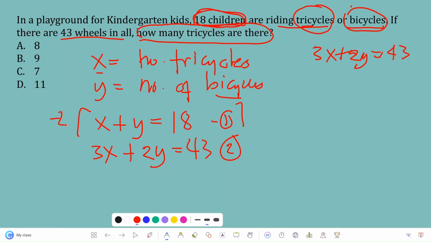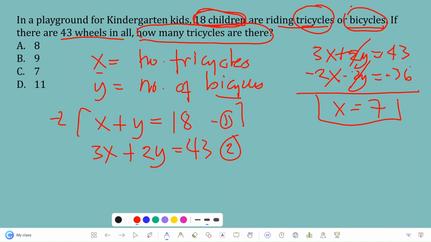So, if I multiply, I will have here negative 2x, 2 times positive y is negative 2y, and 18 times negative 2 is negative 36. So here, kapag inadd natin, matatanggal ko na ang y, 3x minus 2x is simply x, and 43 minus 36 is equal to 7. So, nahanap na natin ang hinahanap ng problem. How many tricycles are there?